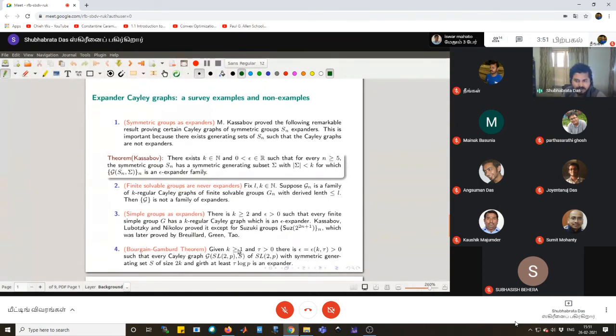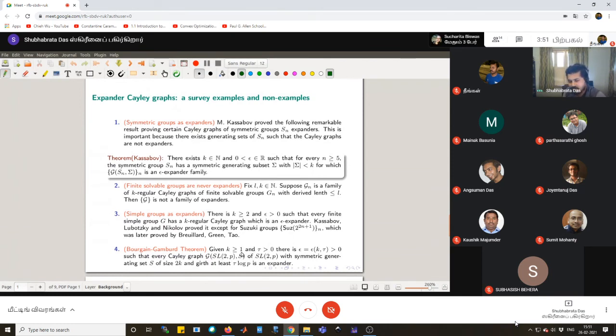So there is this last situation, which is the Bourgain-Gamburd theorem, which essentially talks about something we mentioned in the last talk. In that talk I mentioned that in SL_n(Z), we will be having congruence subgroups, and using congruence subgroups, we will be able to form expander families.